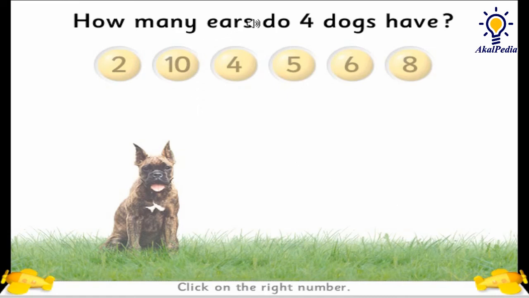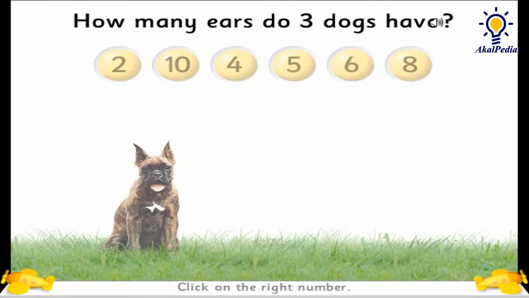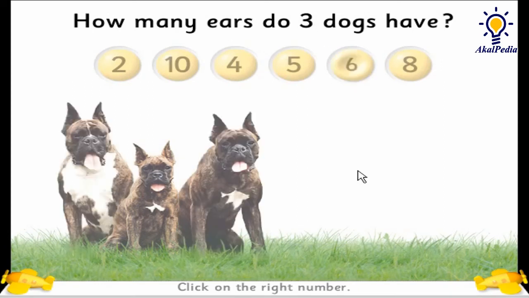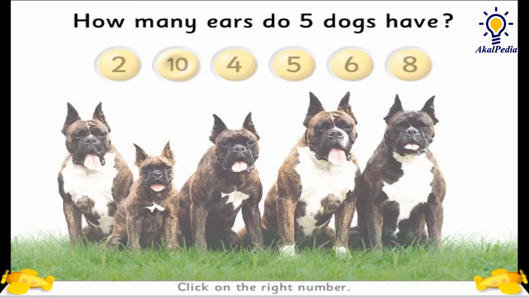How many ears do 4 dogs have? 4 × 2 = 8. Click on the right number. 8. How many ears do 3 dogs have? Click on the right number. Tiga kali dua, 6. 6. How many ears do 5 dogs have? 5 × 2 = 10. 10.